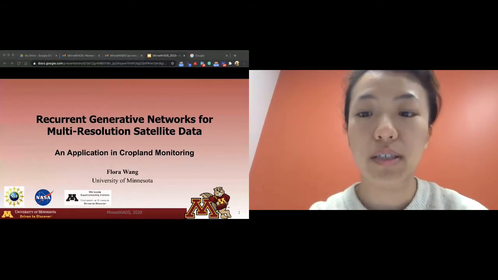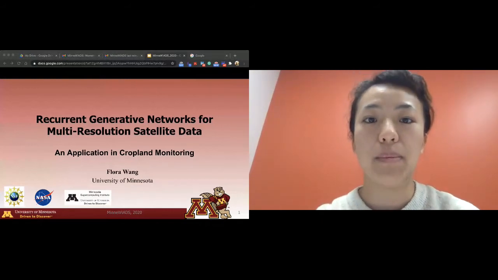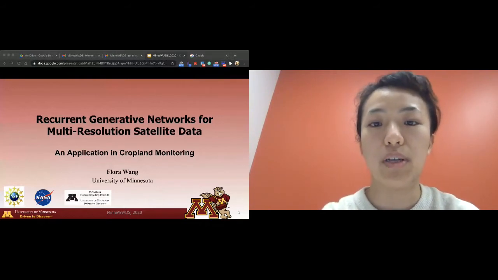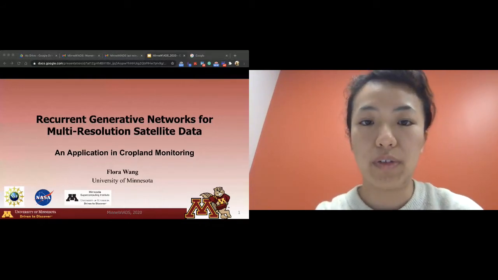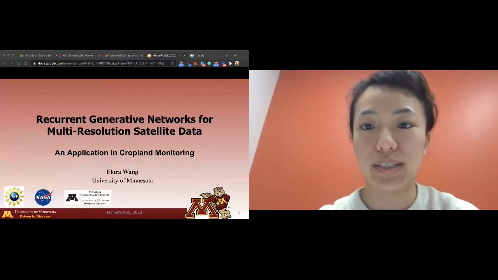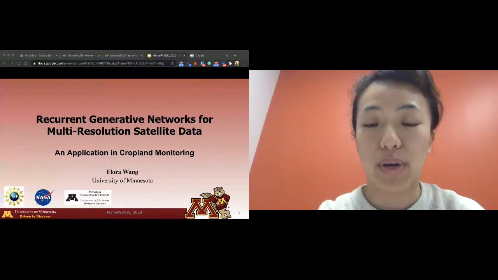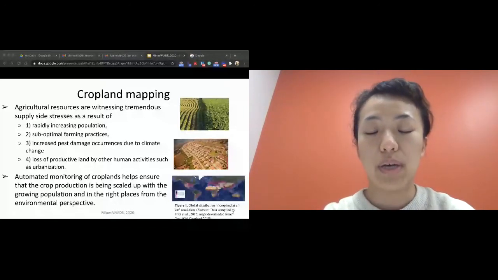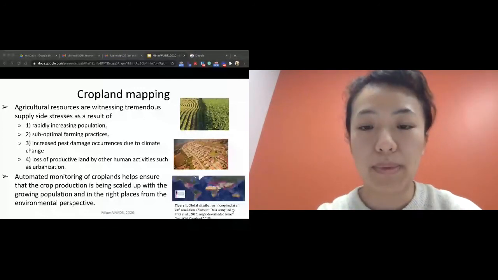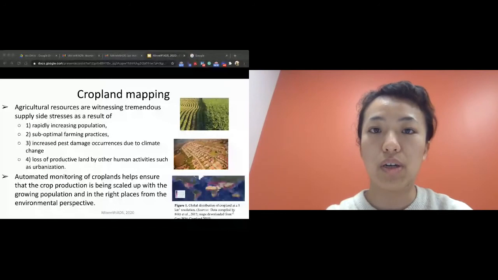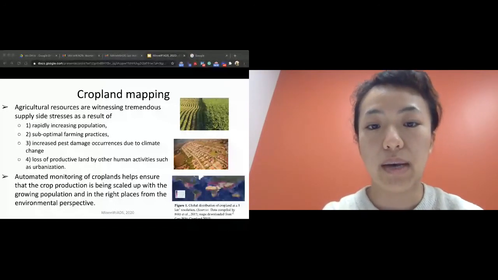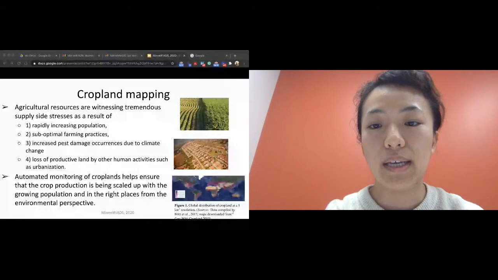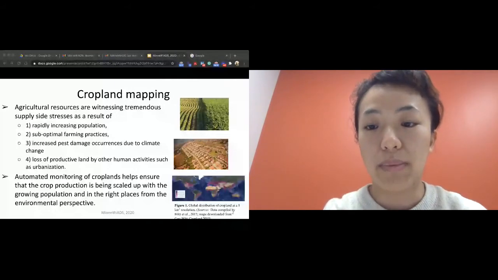I want to start by briefly talking about why cropland monitoring is important. First of all, agriculture resources are witnessing tremendous supply side stress as a result of increasing population, suboptimal farming practices, climate change, as well as human activities such as urbanization. Automated cropland monitoring can help us ensure crop production will be scaled up with the growing population in the right places and from the environmental perspective.